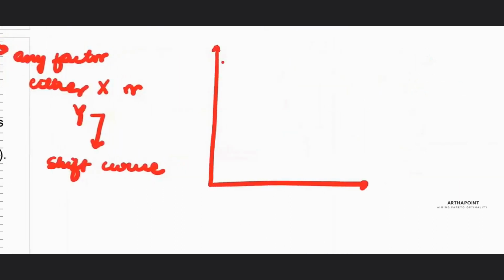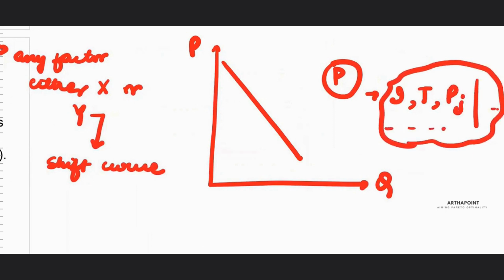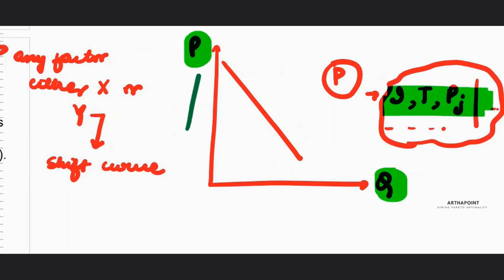When I plotted this demand curve, I plotted it between Q and P, isn't it? So any factor other than the price of the commodity, for example, income of the individual, taste and preferences, price of other commodities, etc., which is neither on the X nor the Y axis, will always lead to a shift of the curve. Any factor which is on the X or the Y axis will always lead to movement along the curve.